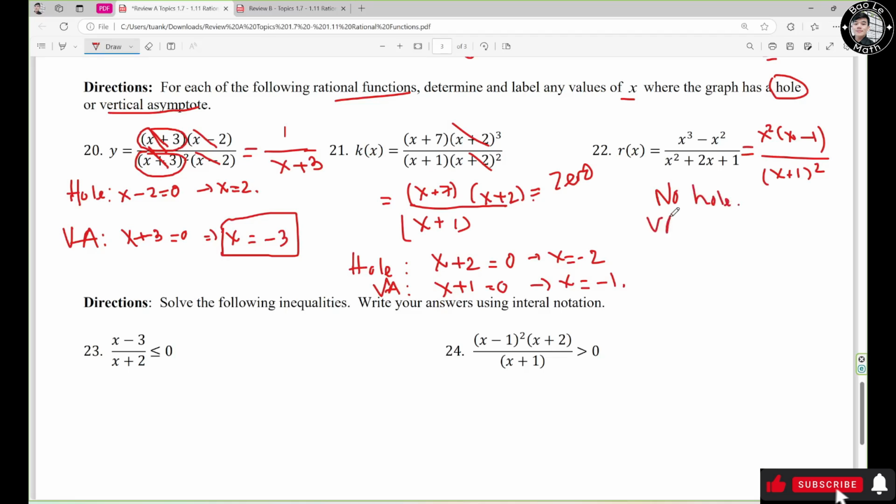Now the vertical asymptote, just let the denominator equal 0, right? So s plus 1 equals 0, and then s equals negative 1, right?